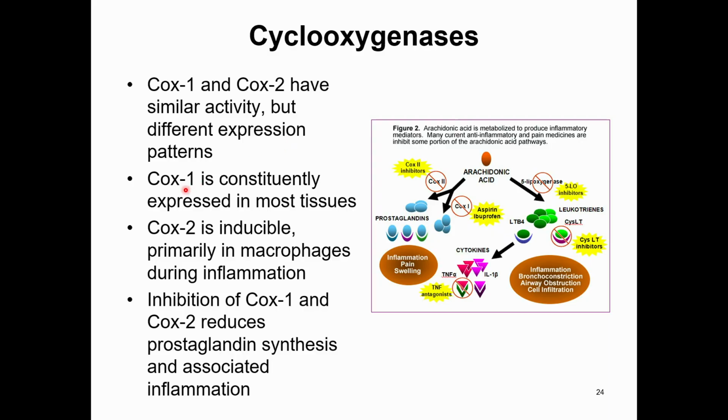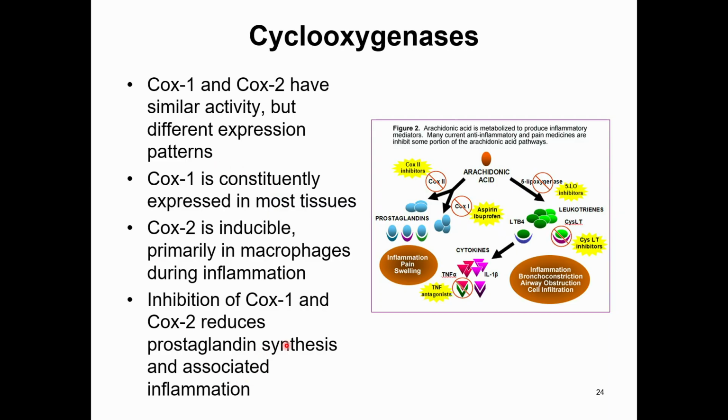And here's the deal. COX-1 is constitutively expressed in most tissues. That means it's kind of a generalist. This enzyme is present in almost all of our tissues. But COX-2 is inducible, and it can turn on. But the key here is it's expressed primarily in macrophages during inflammation. So macrophages are immune cells that can phagocytize things, but they participate in the process of inflammation. Okay.